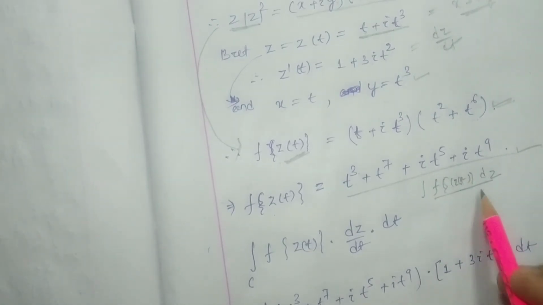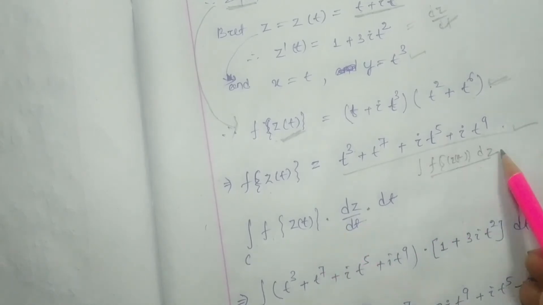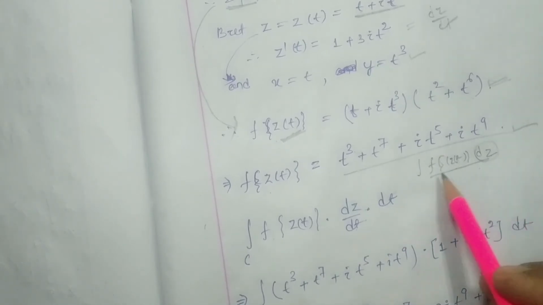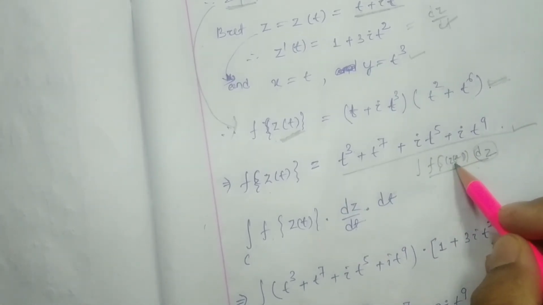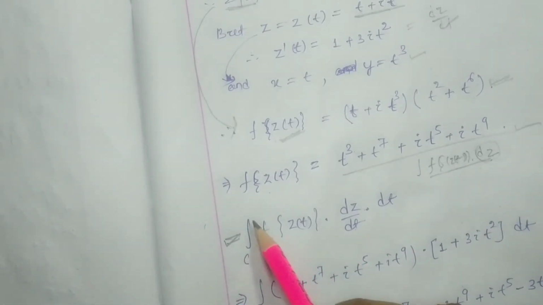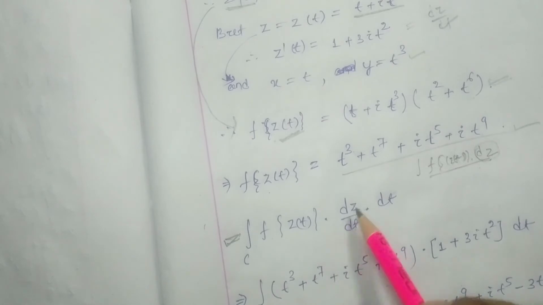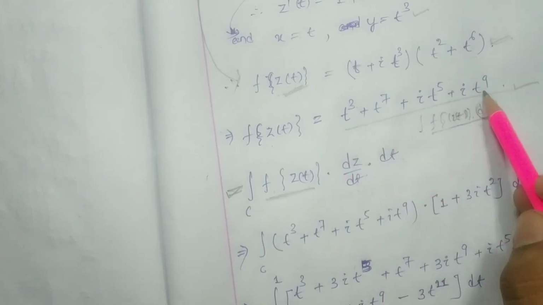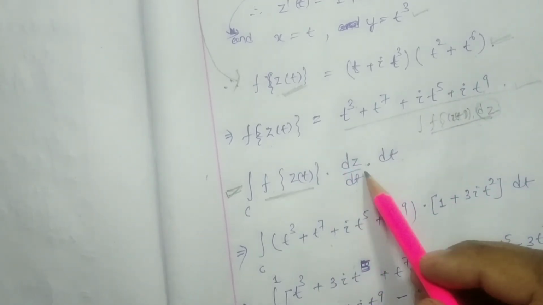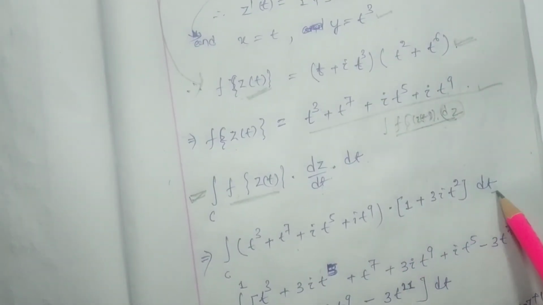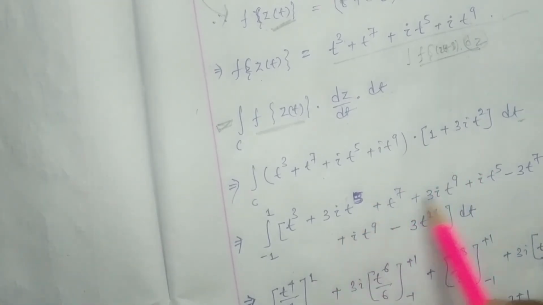dz can be written as f(z(t)) into dz by dt into dt. Okay, dt got cancelled, so dz. So f(z), which is the function of t, into dz can be written as this one. So here I wrote directly: integration over a contour f(z(t)) into dz by dt into dt. So this value is nothing but this one, just put over here. Then dz by dt we found, 1 plus 3i t squared, you just put over here, then dt. Now you just multiply these two, you are going to get this one.